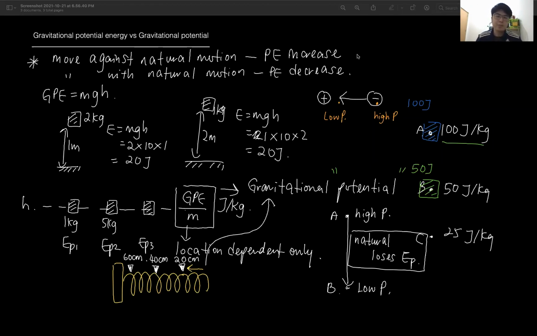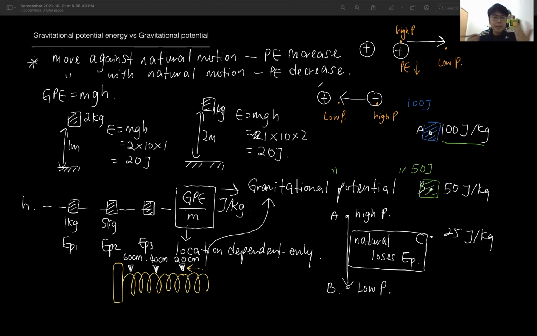Now, if I reverse the charge, positive and positive, I put a positive here. What is the motion? If I just let it be, it will repel, right? It will repel. So the natural motion would be like this. That means where is the high potential point? This is the high potential point, and this is the low potential point. And as it moves, what happens to the potential energy? The potential energy decreases. Whenever it moves from high to low, potential energy decreases.